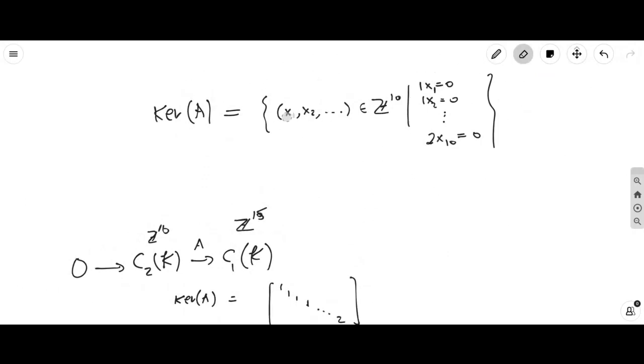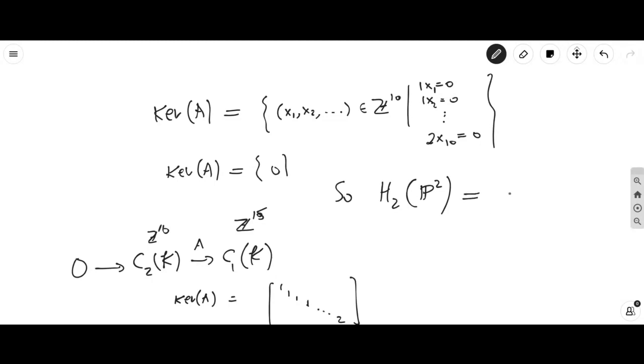If you look at this, this is telling you the first coordinate has to be 0, the second coordinate has to be 0, and the last coordinate has to be 0. So in other words, the kernel is just the trivial group, okay? And so the two-dimensional homology of the projective plane is trivial, right? That's what that means. So this is the way these calculations work. It's fairly algorithmic, and with a little bit of practice, it's not too difficult to do.